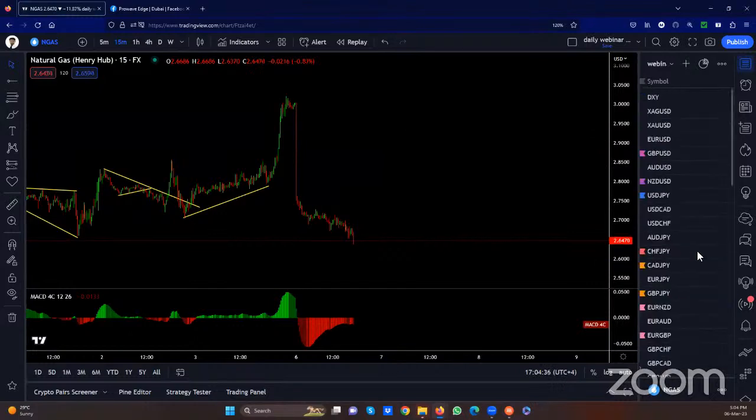So we don't have any more. Those are the active trades that we had from this morning. Right now we're in one active trade. That is the CAD yen.